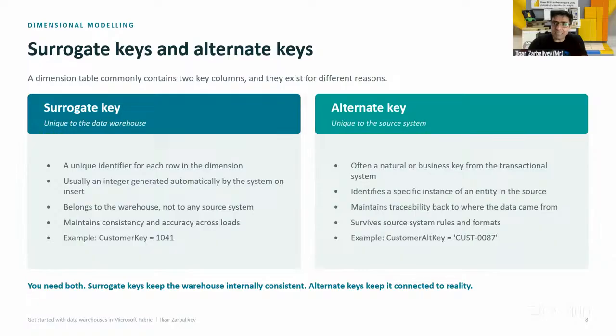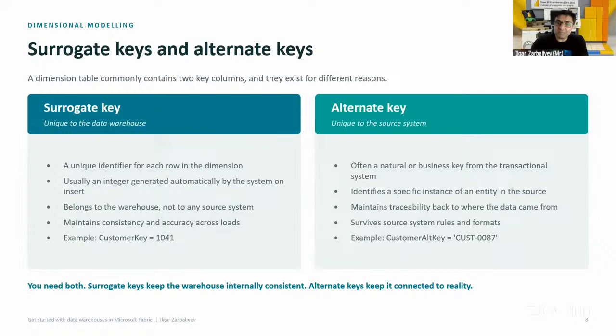A surrogate key is a unique identifier for each row in the dimension table. It's usually an integer that the database management system generates automatically when you insert any row. The important thing is that it belongs to the warehouse. No source system knows about it. It exists purely to keep the warehouse internally consistent and accurate.